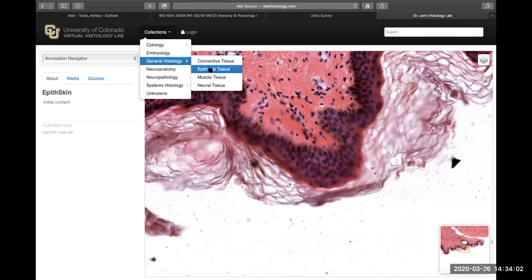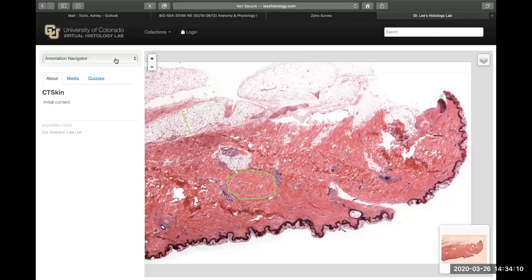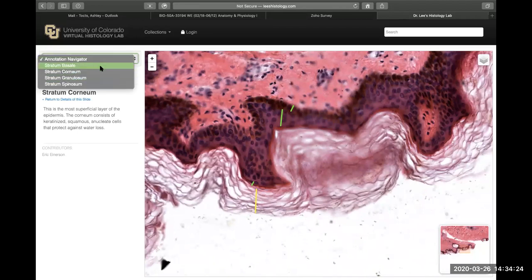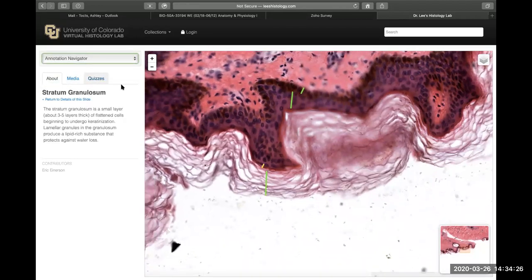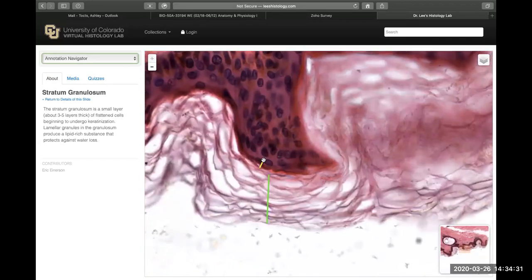Let's see. Maybe in connective tissue. What do you have to show me here? Oh, awesome. Okay, so we've got stratum corneum indicated right here on this sample, and just deep to that, the stratum granulosum, right? How cool. It is actually showing us where those layers are. So here's the corneum, again, the outermost dead cells layer.